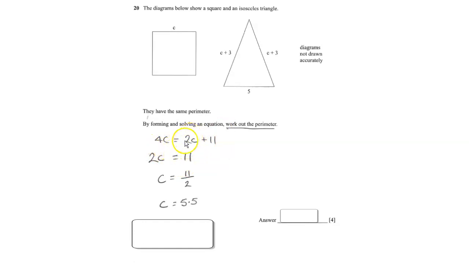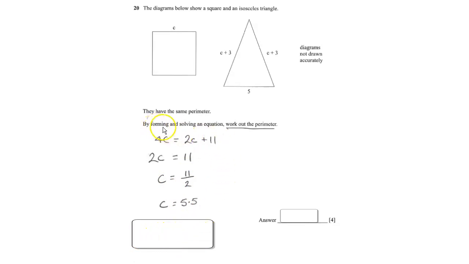So what I want to do is take away 2c from both sides, so we get rid of this one here. When we take away 2c from both sides, 4c take away 2c is 2c, and we're left with 11 here. We divide by 2 on both sides, so that means we're left with c on this side and 11 divided by 2, which is 5.5.